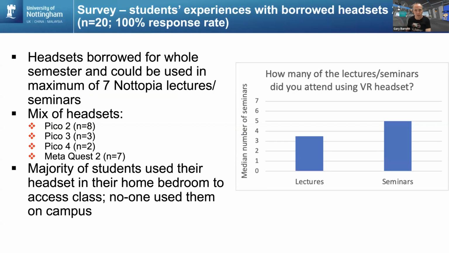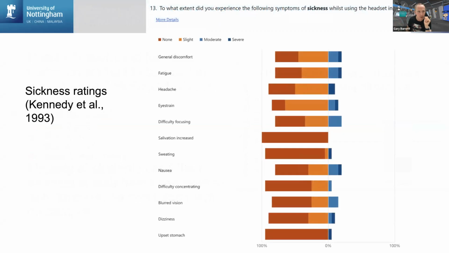So this year just gone, the 2022 running of the module, I lent out 20 headsets that students had to hand back to me at the end, and I wouldn't let them go without filling in a survey. So I got a 100% response rate. There were 7 Ornitopia sessions. The median number of seminars they attended was 5, and for lectures it was 3.5. And students generally used these headsets in their home bedroom and not actually on campus.